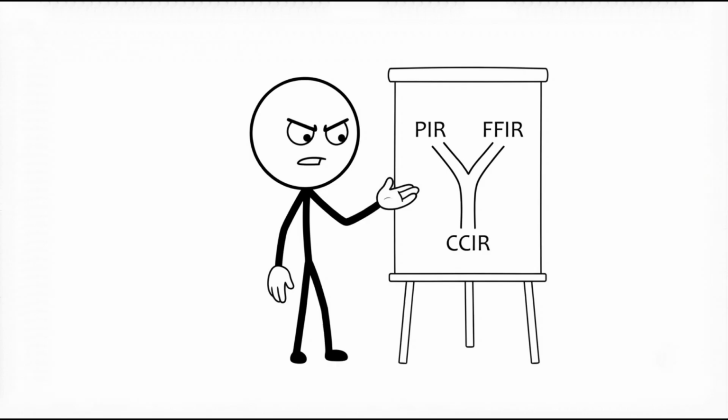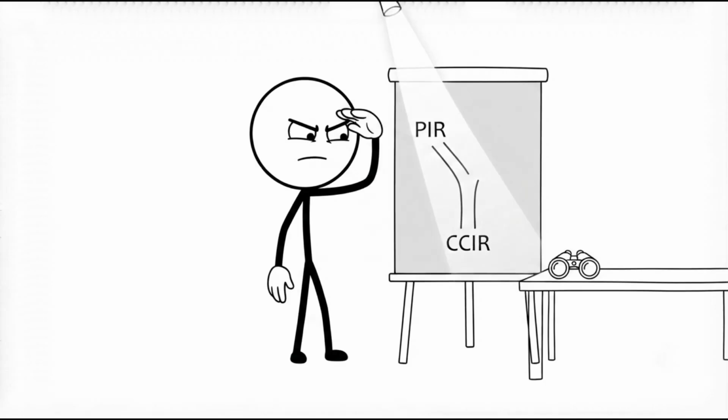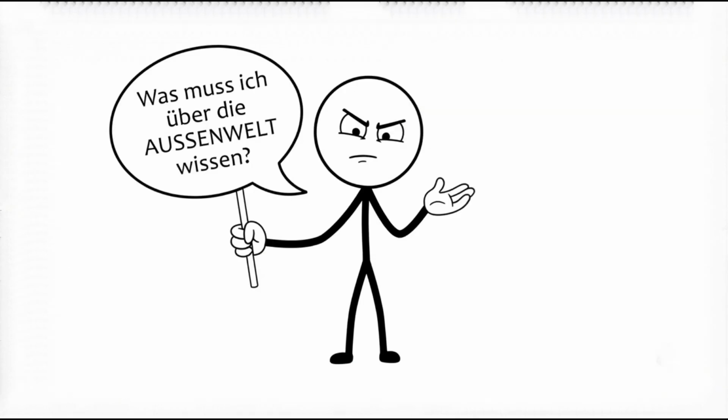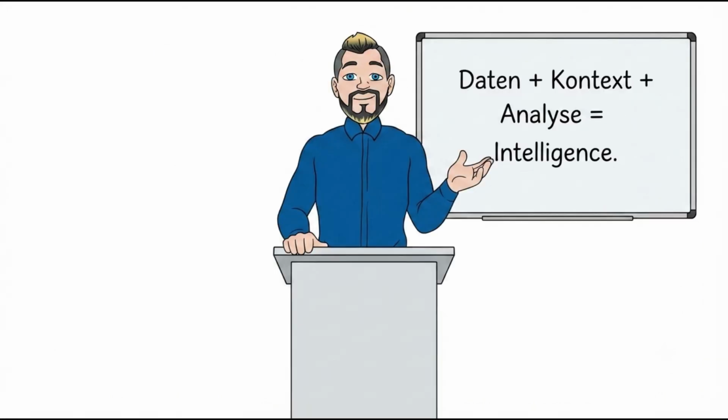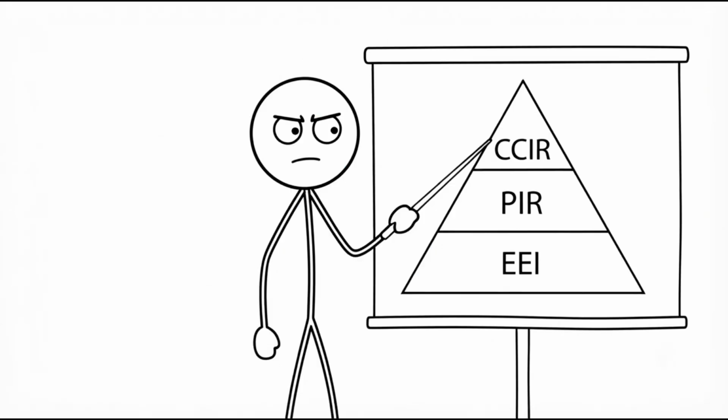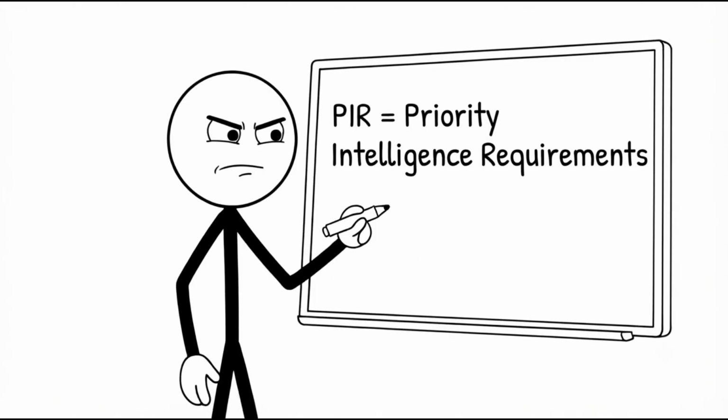The CCIR splits into 2 categories. FFIRs, Friendly Forces Intelligence Requirements, what do I need to know about my own forces? And PIRs, Priority Intelligence Requirements, what do I need to know about the outside world? Today, we focus on the adversary, the operational environment, or, in more of our cases, the market. Please note, a PIR does not answer a vague curiosity. It answers a specific decision-relevant question of the commander. Hence, raw data alone is worthless. Only through context and analysis does it become intelligence, actionable insight.